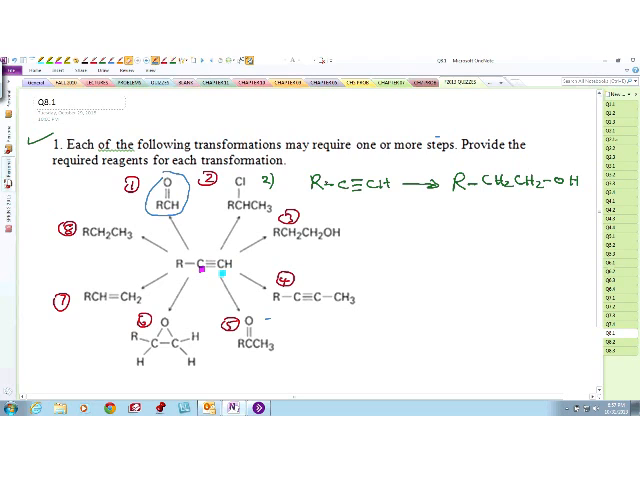Okay, so what do we do? We need to make an alkene again. We could use lithium in ammonia or sodium in ammonia. Or in this case, it doesn't really matter. We could also use hydrogen with Lindlar. Any one of those will work.